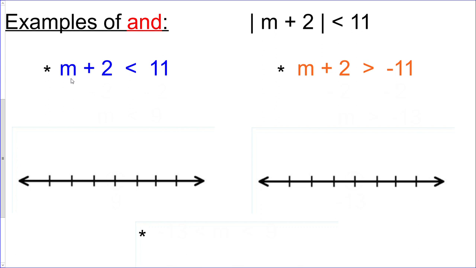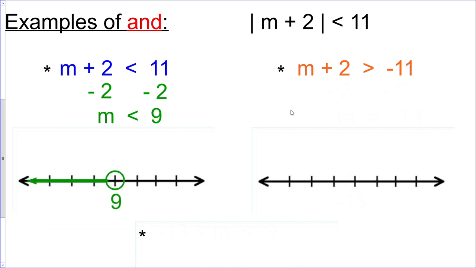So we're going to solve it once for m plus 2 is less than 11, and we'll solve it again for m plus 2 is greater than negative 11. On this side we're going to subtract 2 from both sides, and that will leave us with m is less than 9. Since it's m is less than 9, we'll put a circle on 9 and we'll shade it to the left.